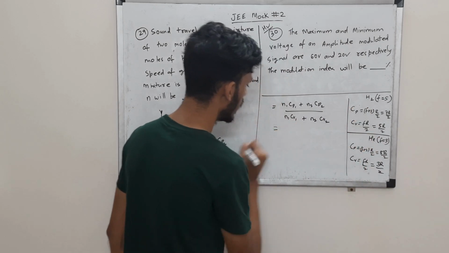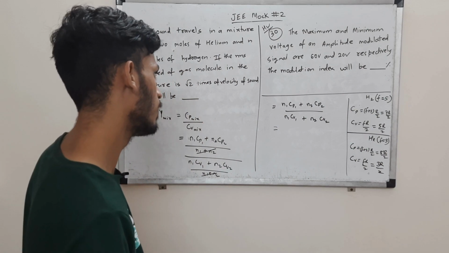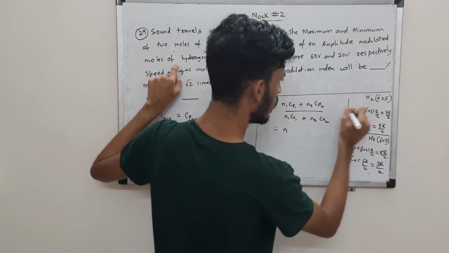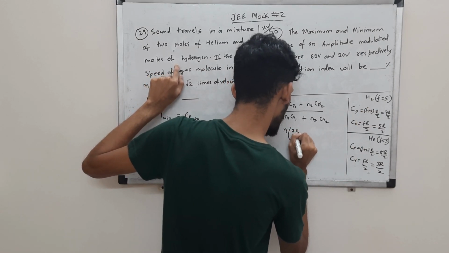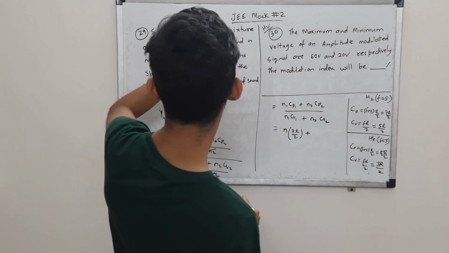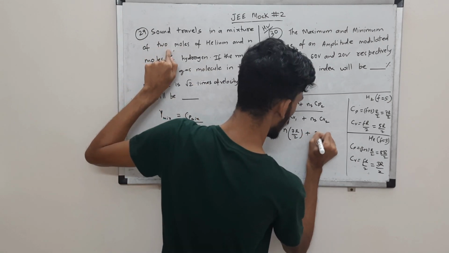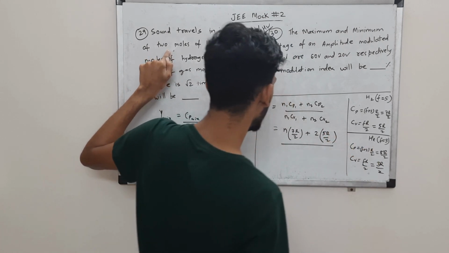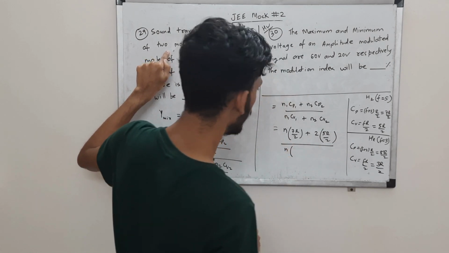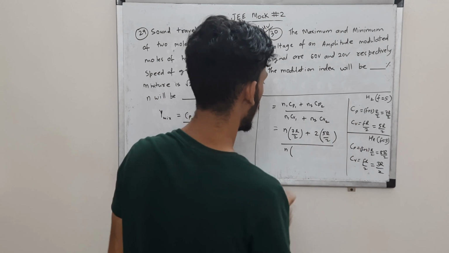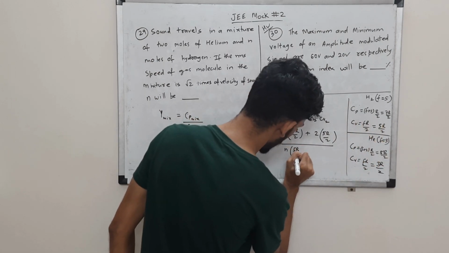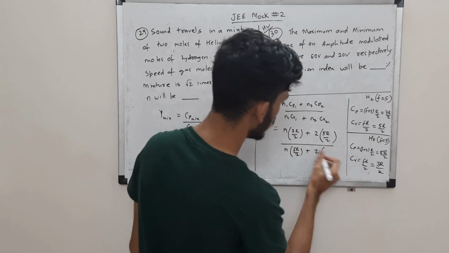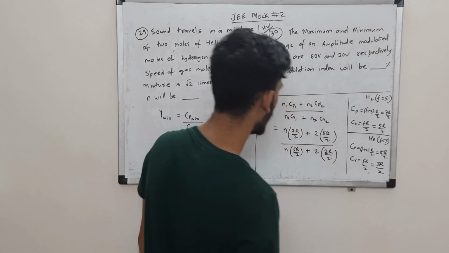Let's substitute them. Let's take n1 to be hydrogen, okay? So n moles of hydrogen. So n Cp1 for hydrogen we have 7R by 2, plus for helium we have 2 moles of helium, so 2 into Cp2, which is 5R by 2. Then we have n1 again, which is n, Cv1 for hydrogen, 5R by 2, plus n2, which is 2, and Cv2, which is for helium, 3R by 2. Okay, let's solve this now.